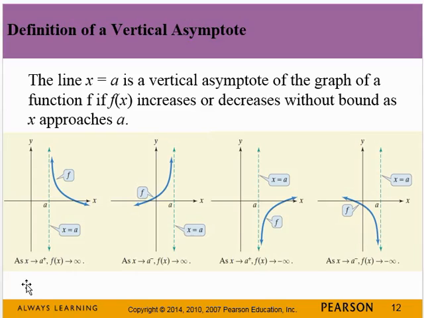You have x approaches a from the right. So when x approaches a from the right, f of x goes to infinity. When x approaches a from the left, f of x goes to infinity. In this situation, x approaches a from the right, f of x goes to negative infinity, and when x approaches a from the left, f of x goes to negative infinity. So your vertical asymptote, x equals a, your line will never touch it.